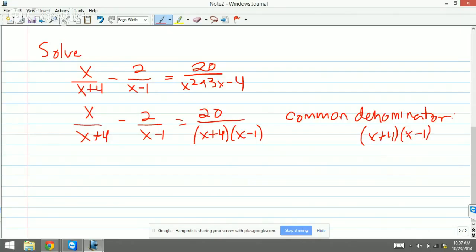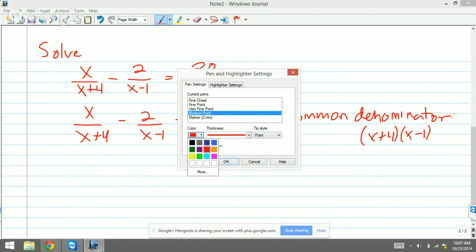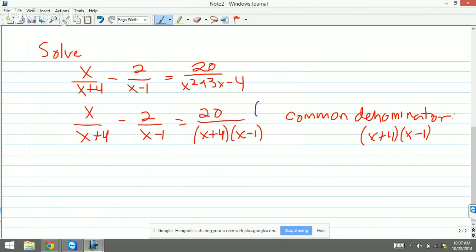I'm going to show you how to do it without having to combine. We're going to multiply each side by the common denominator. It's going to get rid of the denominators. Remember, objective 1: get rid of the denominator. This is what you do. You find a common denominator, multiply both sides by it, and it gets rid of it. We're going to distribute.